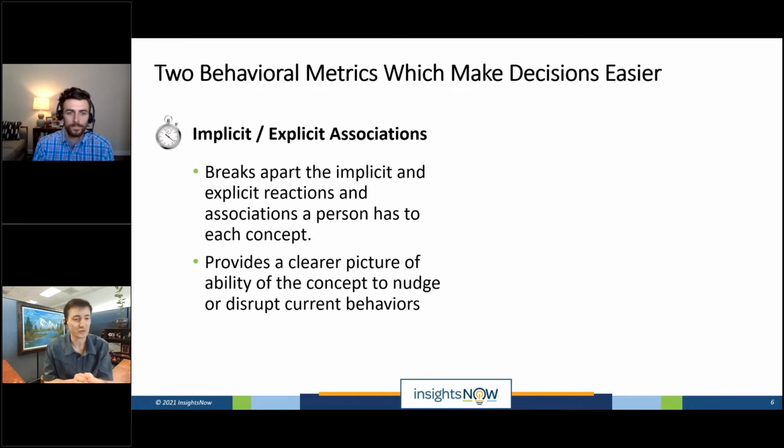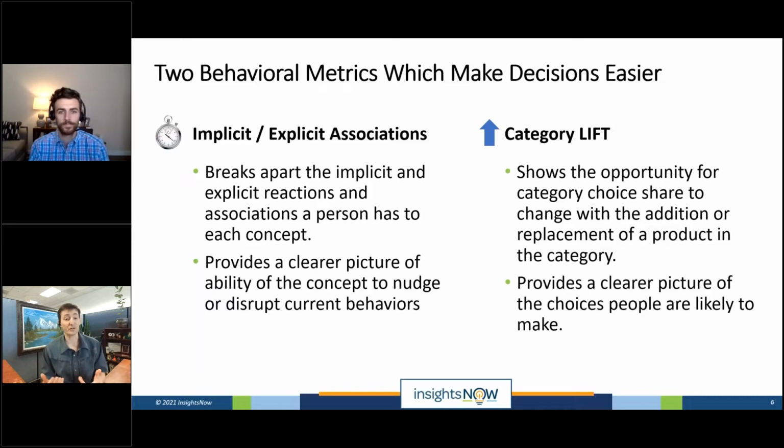Oh, that is kind of interesting. So it provides a clearer picture of our ability to understand whether a new concept or a new tweak to a product is going to nudge existing behavior forward, or whether it's going to cause a little bit of disruption and maybe potentially change people's either considerations or future behaviors.